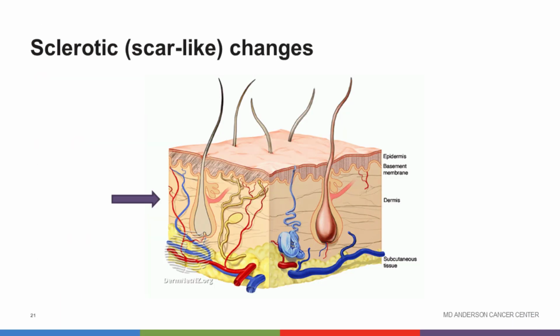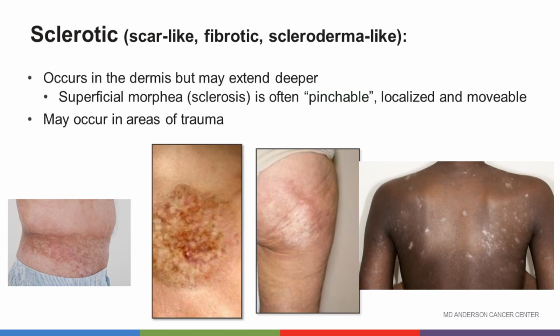I'm going to move on to sclerotic or scar-like changes that are associated with graft-versus-host disease, chronic graft-versus-host disease. So these can occur in several areas. Usually it occurs in the dermis, and you see my arrow pointing to where that is. It can also occur in the fibrous septi that are in the fat, that's that yellow layer at the bottom, and it can even occur on top of the tendons and on top of the muscles. But I'm going to talk first about sclerotic changes that occur in the dermis.